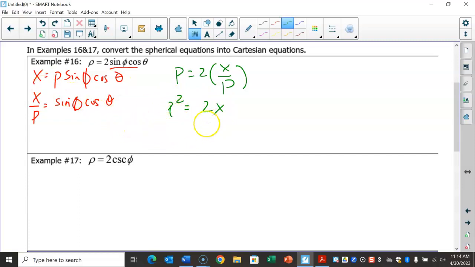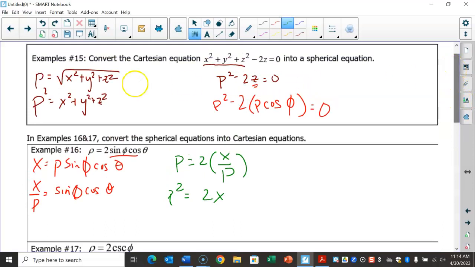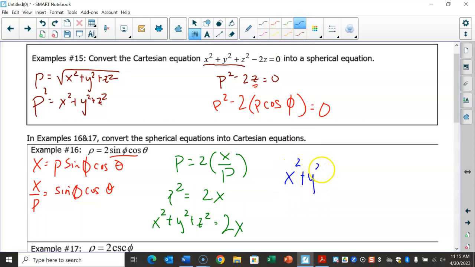Just like we said in the previous example up here, rho squared is going to be equal to x squared plus y squared plus z squared, and we get that this is equal to 2x. And then the only other thing that I could do, if I wanted to set it equal to 0, is just move the 2x over, and we are good with this particular problem. So there is our solution to this one problem.